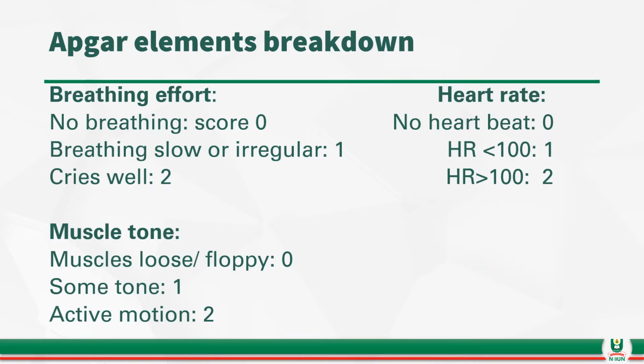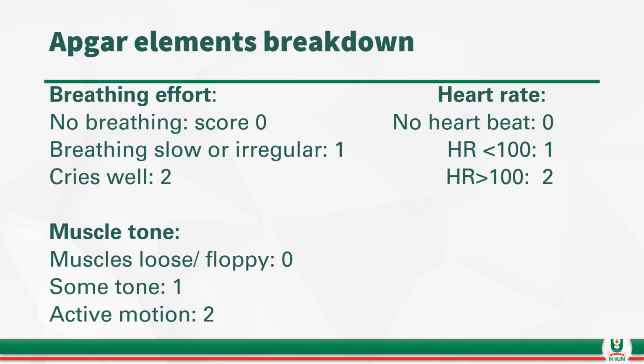So breaking down the 5 elements and how they are scored, when you look at the breathing effort, if a baby is not breathing after birth, at the first minute or at the 5 minutes, you score 0. If the baby has slow breathing or the breathing is irregular, you score 1. But if the baby cries well after birth, you score 2.